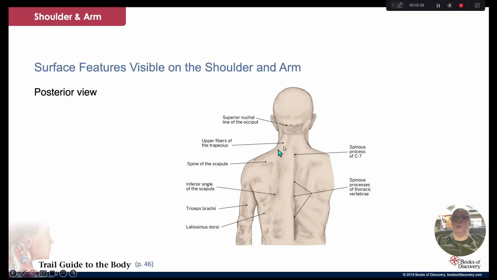Again, here's the posterior view of the trapezius. We're going to go into detail about the scapula. So I'll show you what the spine of the scapula is, and all the angles of the scapula. From the back view, here's your triceps brachii. Brachii always means upper arm. So if there is a word that has the phrase brachii, we're always going to be talking about the upper arm on the human body.